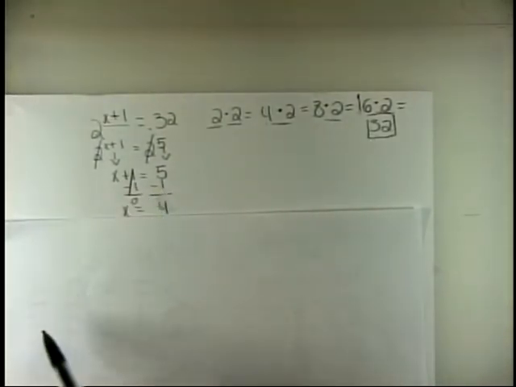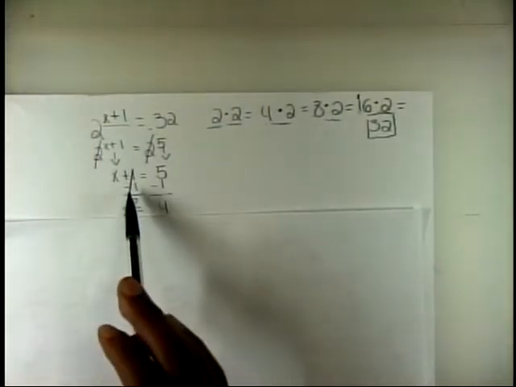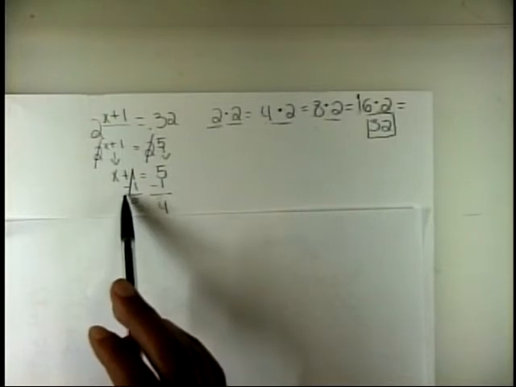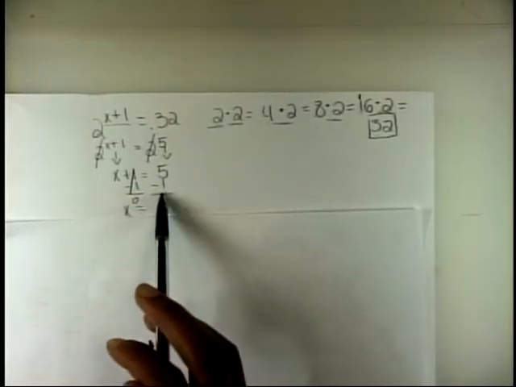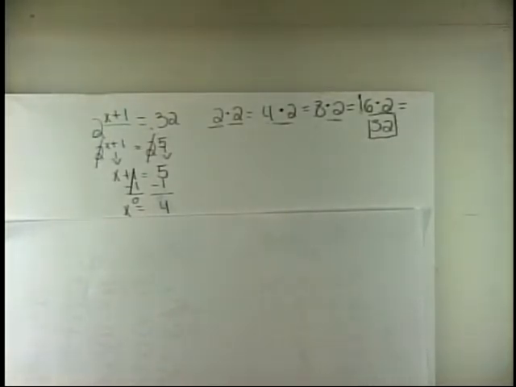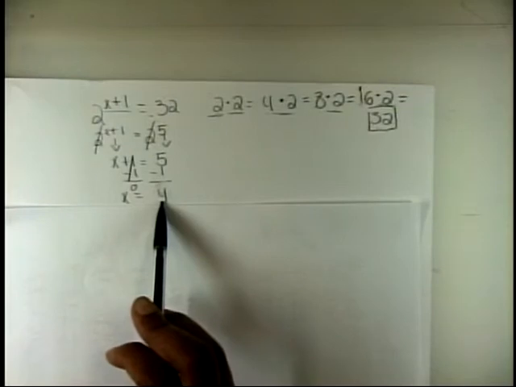Then we will have to solve for x. So we will subtract 1 on both sides. Positive 1 minus 1 will give me 0. 5 minus 1 will give me 4. Our answer is x equals 4.